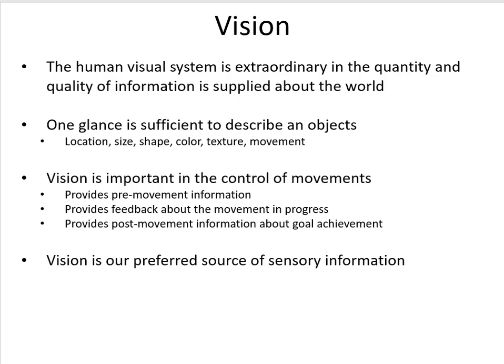And when we think about vision in the control of our movements, it's essential through all three phases. It provides pre-movement information, right? So when I'm reaching for a beer, I need to know where the beer is if I'm going to reach it. Second, it provides feedback about the movement in progress. So as I'm reaching for that beer, it tells me whether I'm on target to reach the beer or whether I'm going to knock something over. And it also provides us with post-movement information about goal achievement. Have I reached the beer or not?